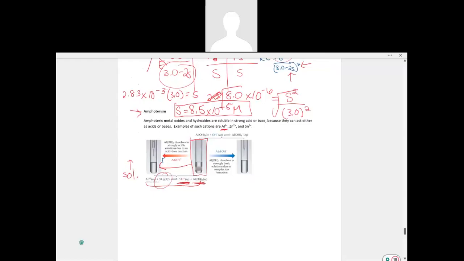And then it can also react with hydroxide, and we'll shift this way. We'll see this equation up here, and the formation of a complex ion when aluminum hydroxide reacts with a base. So again, we can increase the solubility by adding acid or base. So adding acid or base will increase the solubility of an amphoteric compound.